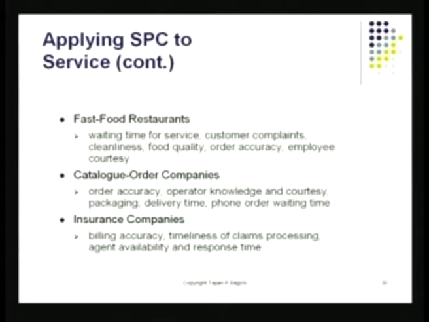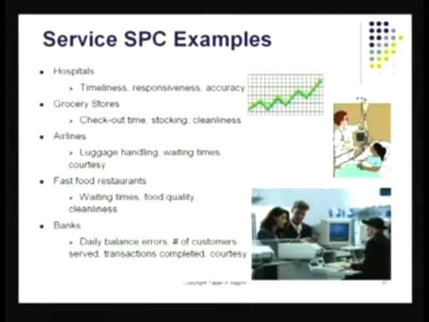Fast food restaurants, a lot of things are there. Again, waiting time and so on. So you can actually see as you go along, services also provide a lot of opportunities for quality control. And those also could be done, if you wanted to, using control charts. So airlines, they could plot charts. Grocery stores, they could also produce charts. Hospitals, many of them, do produce quality control charts.